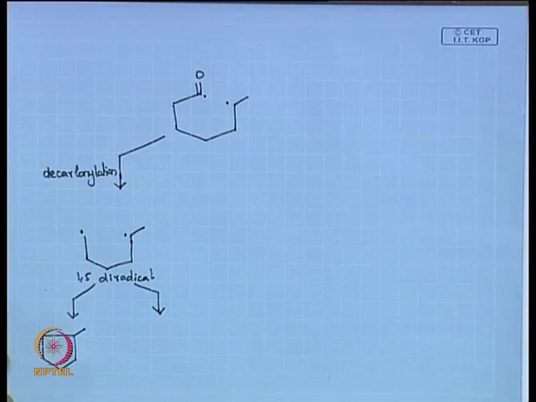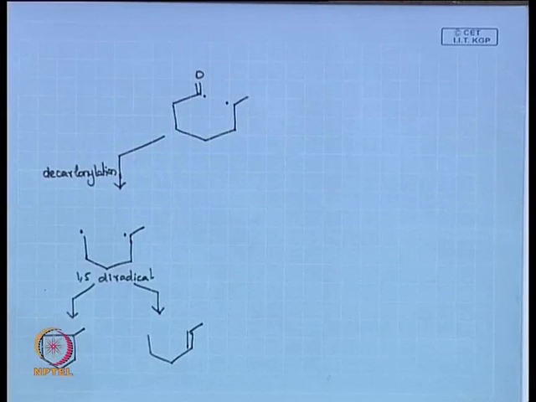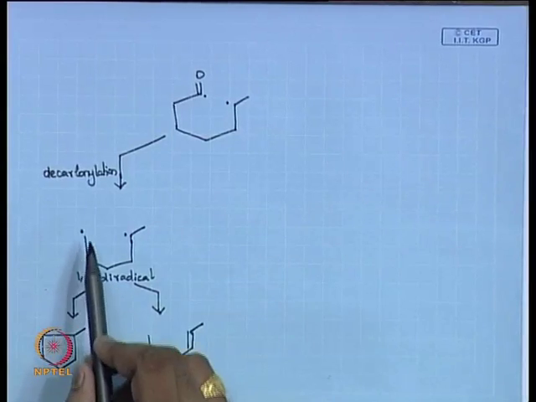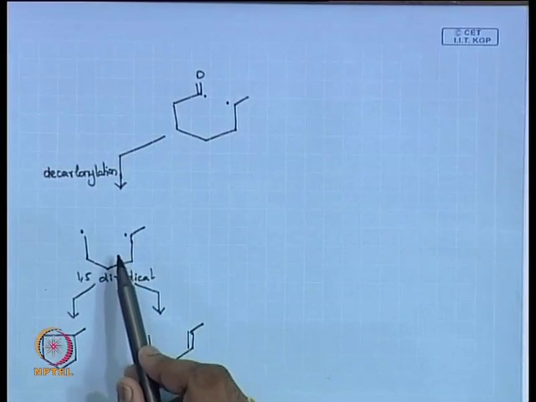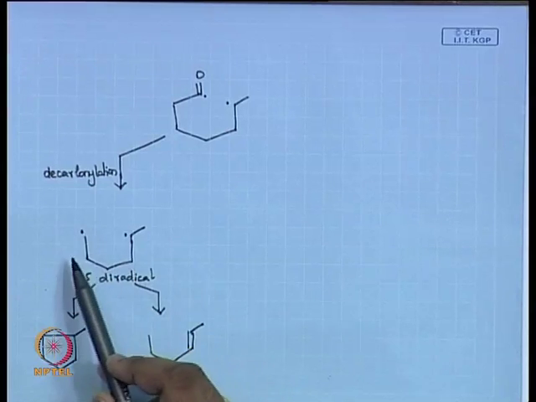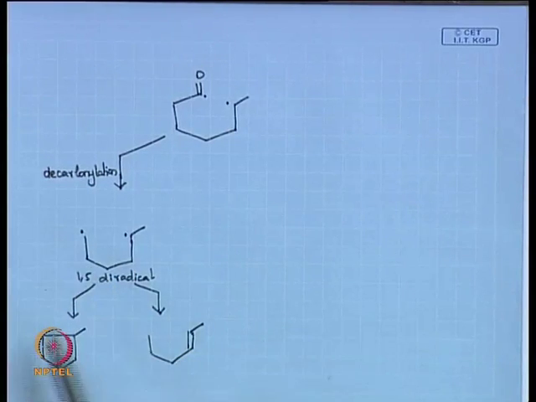One product like this, get one like this. Because this can abstract a hydrogen from here, giving me an alkene, and this type of alkenes are stable rather than forming an alkene this side, right. Substituted alkenes.